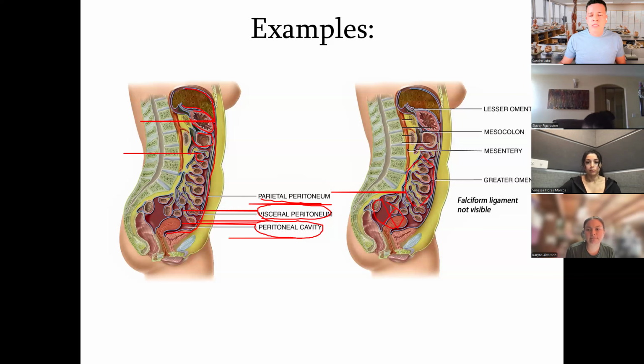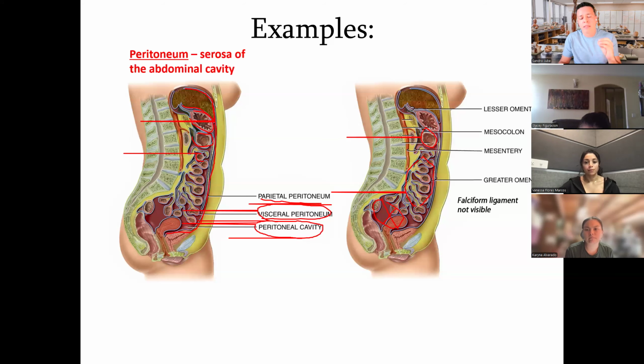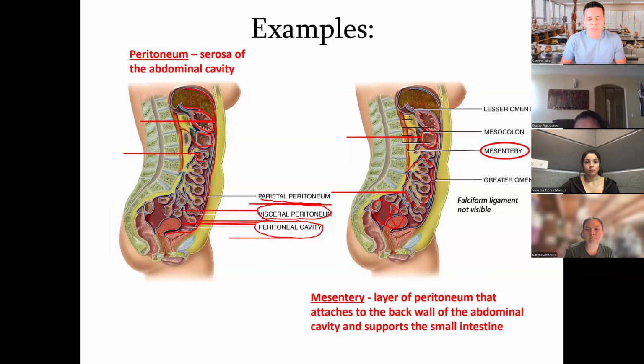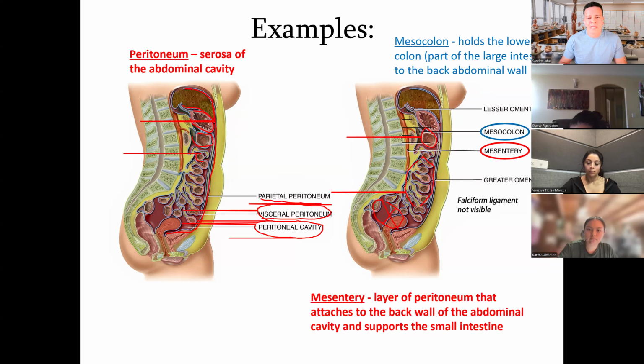Now, what is going to hold the small intestine and the large intestine in place? Well, the small intestine is going to be held by a section of the peritoneal membrane called the mesentery. So the mesentery holds the small intestine in place, while the large intestine is held by a different layer of the peritoneal membrane called the mesocolon. Okay, so mesentery holds the small intestine, mesocolon holds the large intestine. Now, both of them belong to the peritoneal membrane.